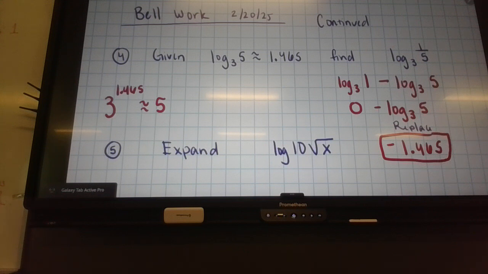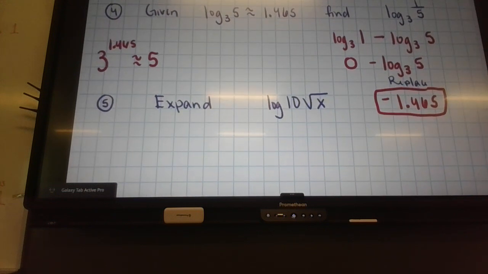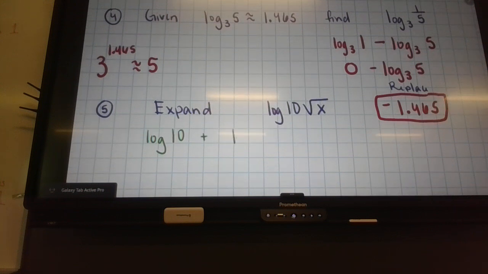Keith, what are you doing on there? What would you do to expand number 5, Keith? How would you separate it? With what sign? No. Fractions are minus. This one's a plus. All right.